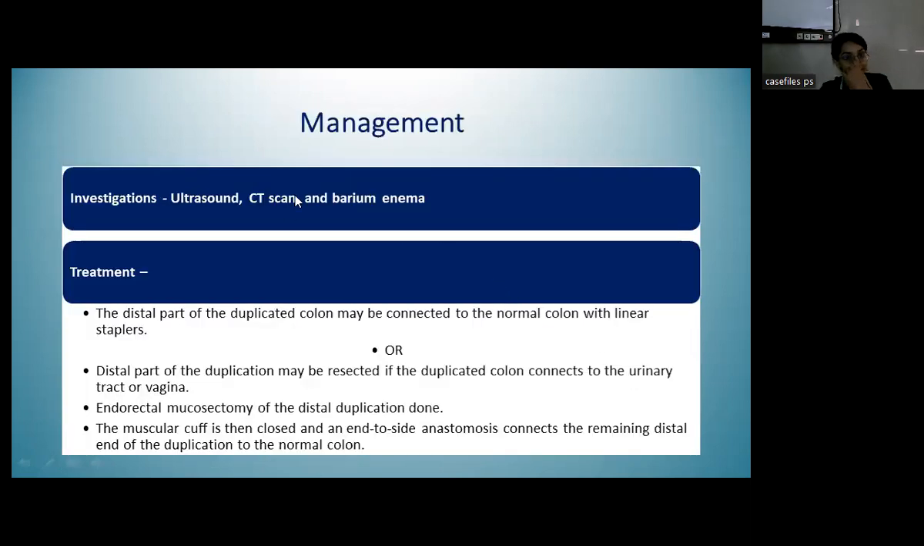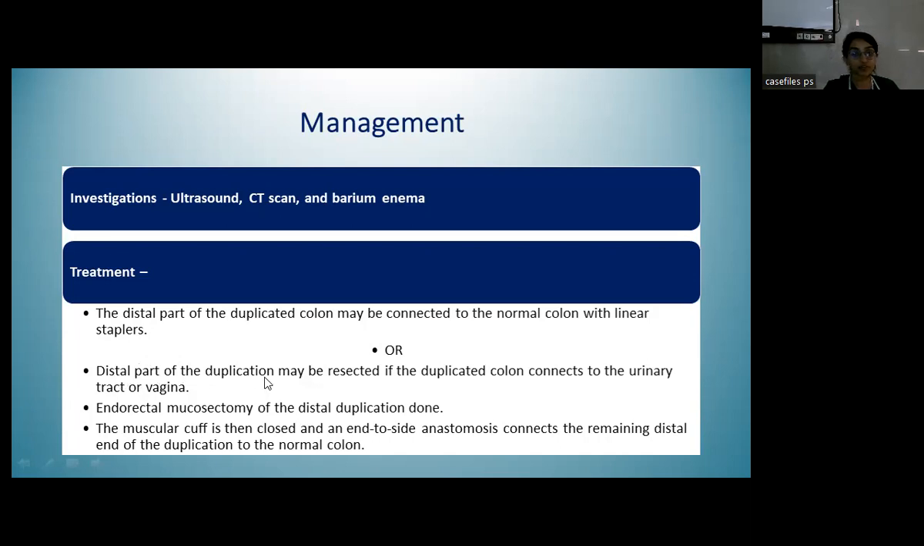For diagnosis, ultrasound, CT scan, and barium enema can be instrumental. And for treatment, the distal part of the duplicated colon may be connected to the normal colon with linear staplers, because it is a proximally communicating duplicated colon, so it will be forming a blind pouch. So the idea is that we will communicate it distally as well, so the blind pouch will not be there.